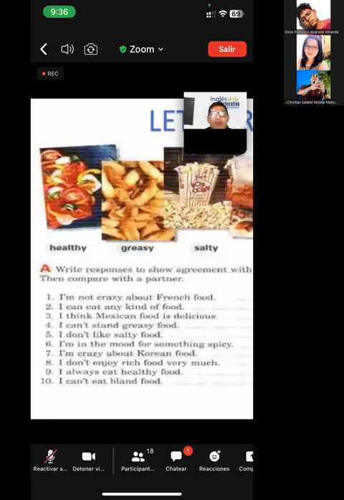Number three. A Jocelyn. I think Mexican food is delicious. I am too. Elena, number four. I can't stand greasy food. Neither am I. Dennis, le toca. Pregunte. I'm sorry. Number five, I don't like salty food. Neither am I.